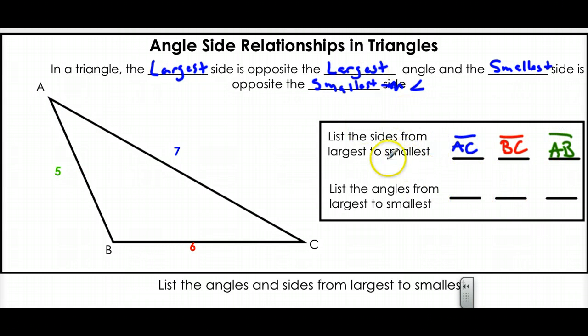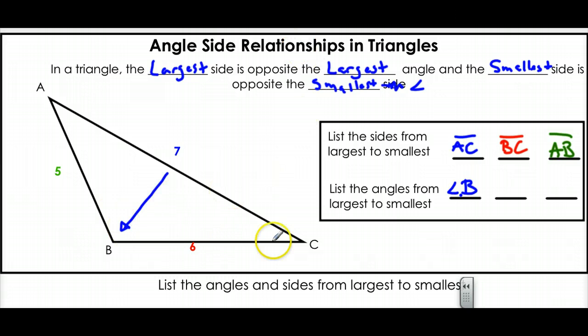Now I want to list the angles from largest to smallest. And remember, the largest side is opposite the largest angle, and the smallest side is opposite the smallest angle. So 7 is our largest side. Now, that means if I draw a line this way, angle B must be the largest angle. And if you look at this, yeah, B is the biggest one.